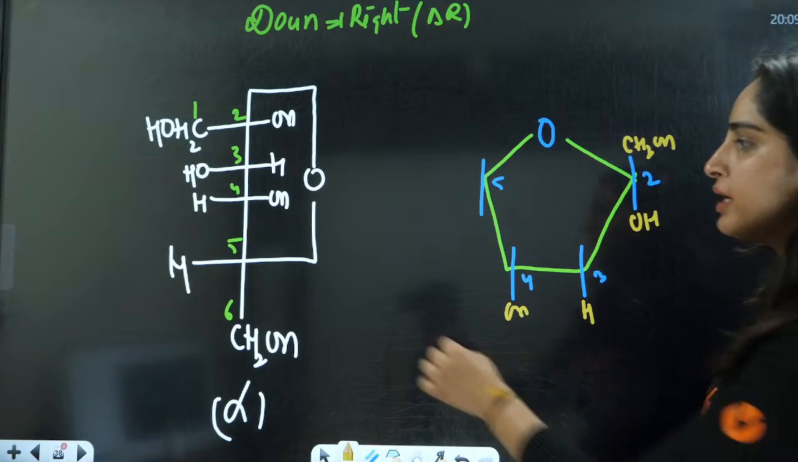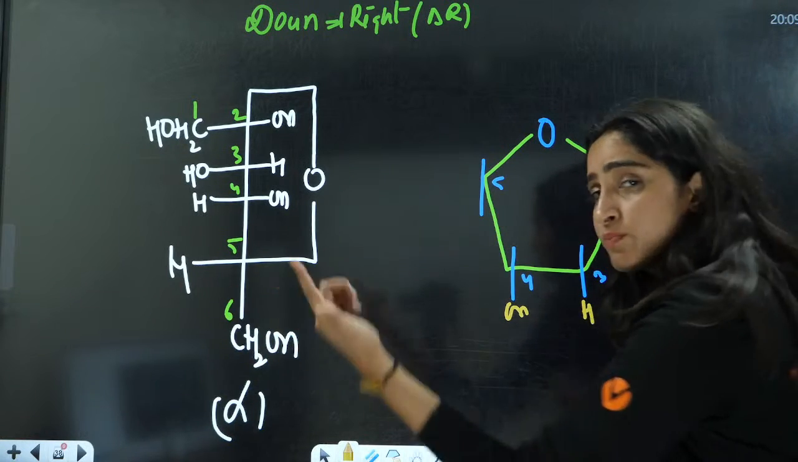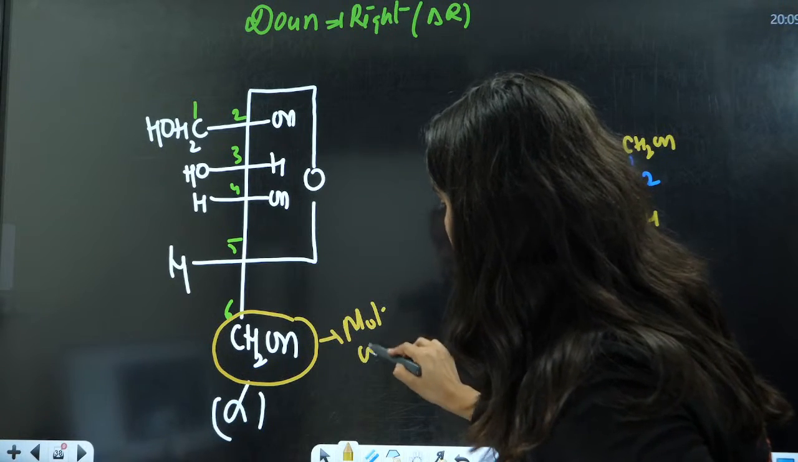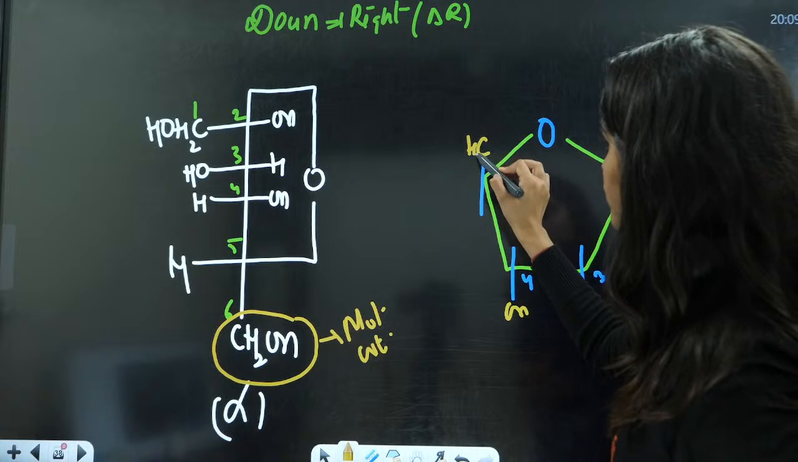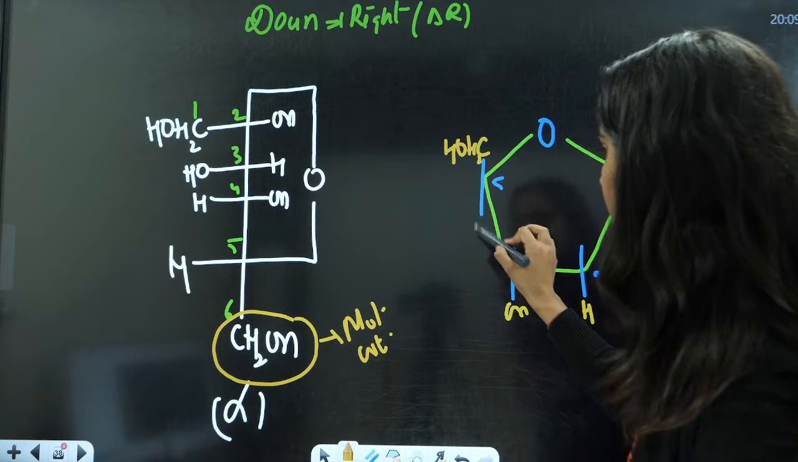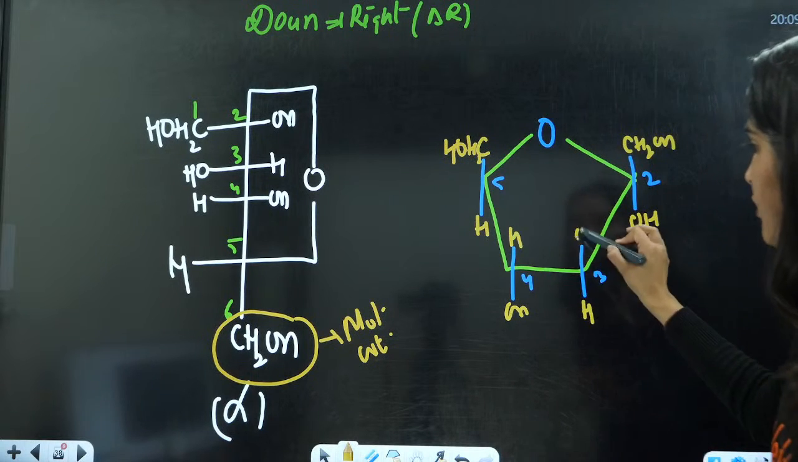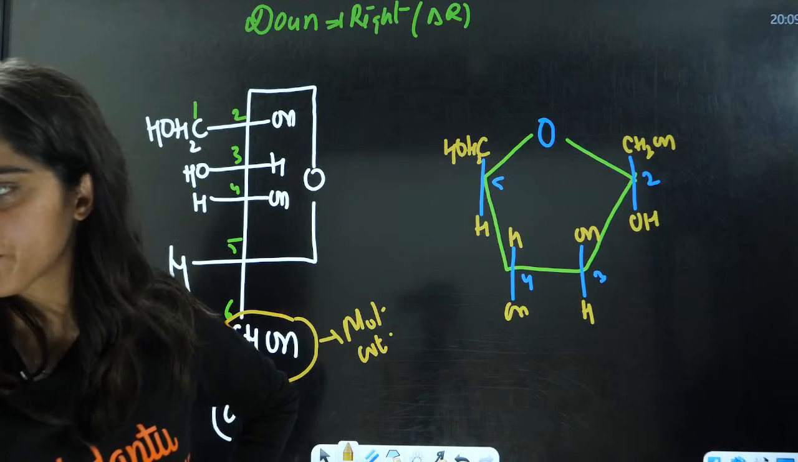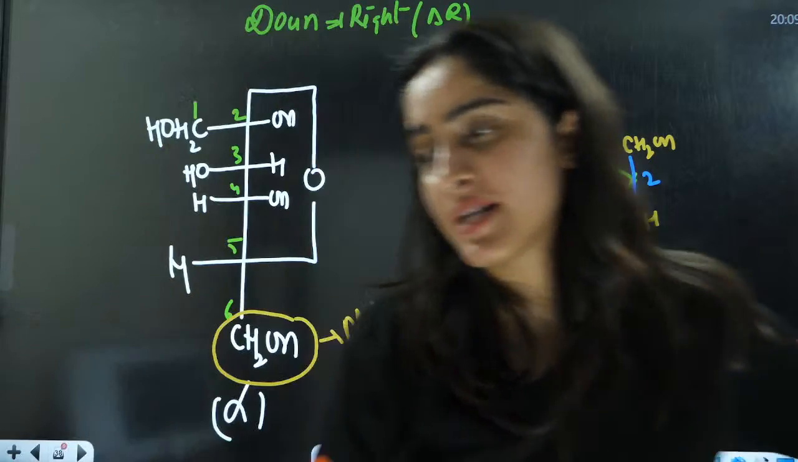Talking about the 5th one, the group with more molecular weight will be this one. Molecular weight is more, so this is CH2OH, right? And this is hydrogen. Everything else, this is hydrogen, this is OH. Yes, everyone? Okay. How will you get plus and minus?